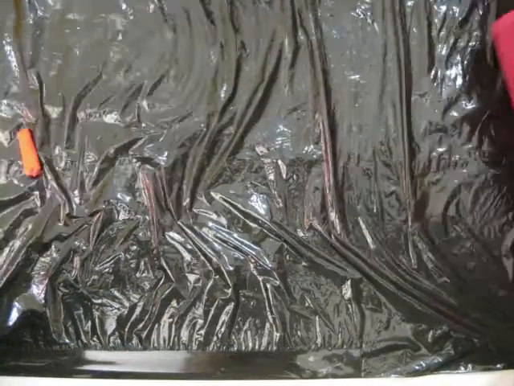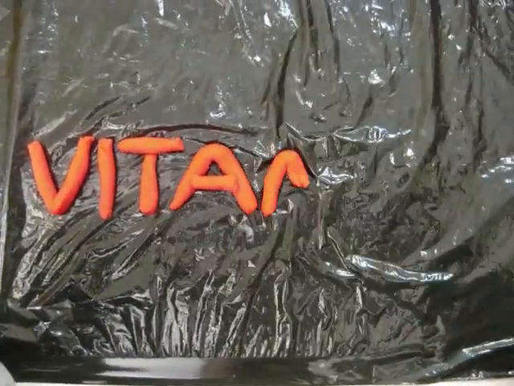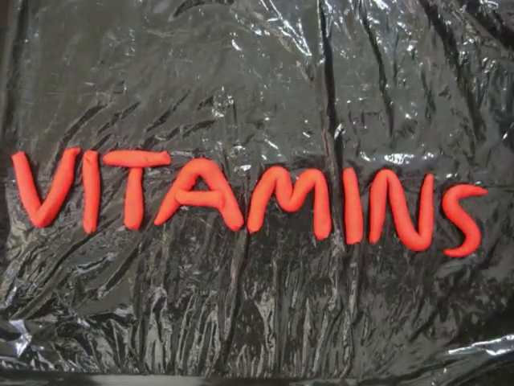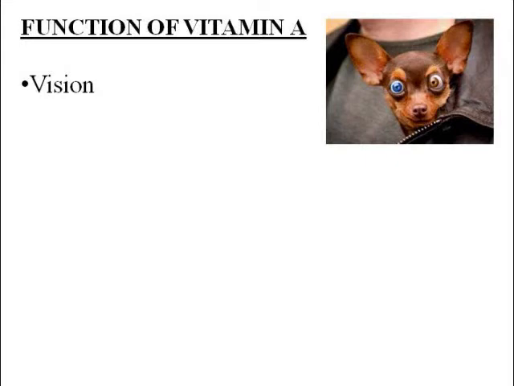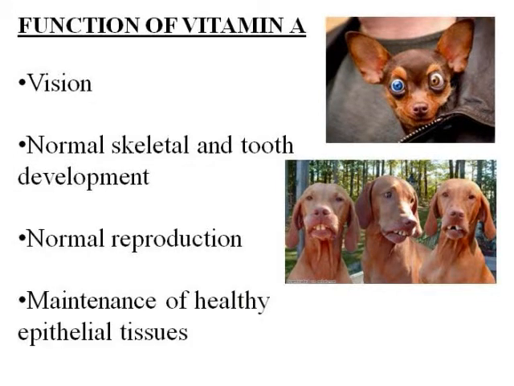Vitamins. Like minerals, vitamins provide no energy but are needed in minute amounts. Vitamins are classified into two groups, the fat-soluble and the water-soluble. Vitamin A is required for vision, for normal skeletal and tooth development, and for the maintenance of healthy epithelial tissues. Dogs get their vitamin A from converting carotenoids from plant cells to active vitamin A, hence a direct consumption of vitamin A in the diet is not required.